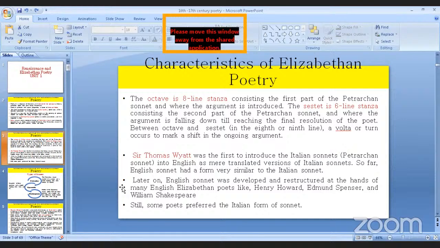In fact, Thomas Wyatt was the first to introduce the Italian sonnets into English as mere translated versions of Italian sonnets. So far, the English sonnet had a form very similar to the Italian sonnet. Later on, the English sonnet was developed and restructured at the hands of many Elizabethan poets like Henry Howard, Edmund Spenser, and William Shakespeare. Still, some poets preferred the Italian form of sonnet.